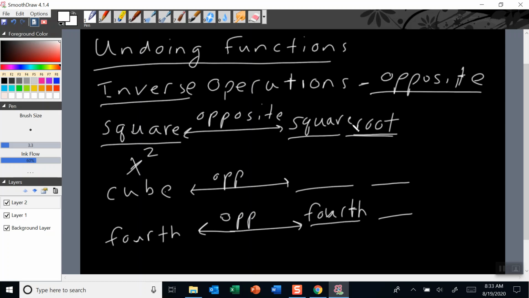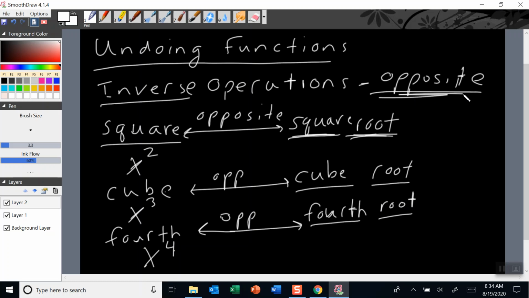Okay. What if I were to say I'm going to cube something? Well, that's going to be x to the power of 3. And so let's see. If a square, the opposite is a square root, then the opposite of a cube should be a cube root. Really good. Okay. But what if I have something to the 4th power? Okay, so let's write x to the 4th. Now let's see, what is the opposite of the 4th power? Well, we would take the 4th. What do you think it is? The 4th root.